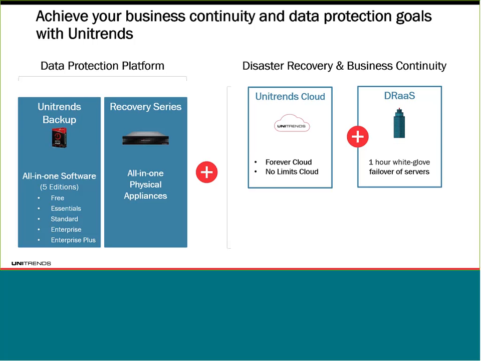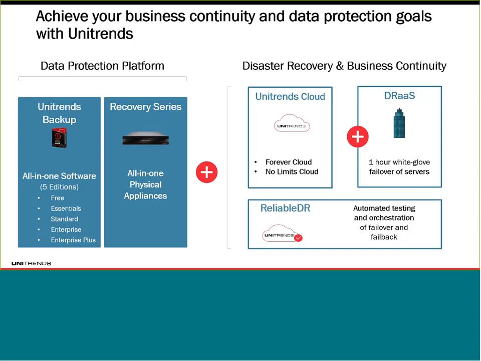On top of all this, though, none of this is really possible unless you can successfully recover. A backup is only as good as its recoverability. And to add to the business continuity story, Unitrends has a feature called Reliable DR, also known as Recovery Assurance. The whole objective behind Reliable DR and Recovery Assurance is the automated testing of your backups, but really testing of recoverability.